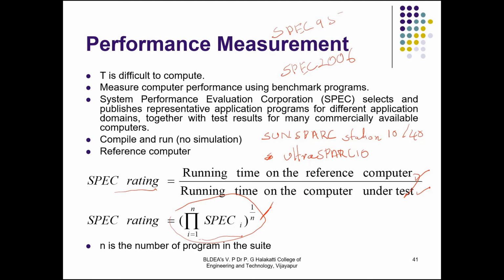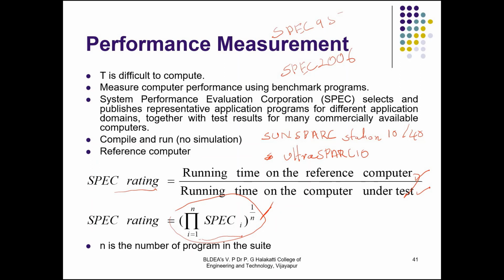Say for example, a SPEC rating of 20. If I get the result as a SPEC rating of 20, it indicates that the computer under test is 20 times as fast as the reference computer for that particular benchmark. Now, as I told you, the test will be repeated for all programs in the SPEC suite, and we are going to take the geometric mean of the results.